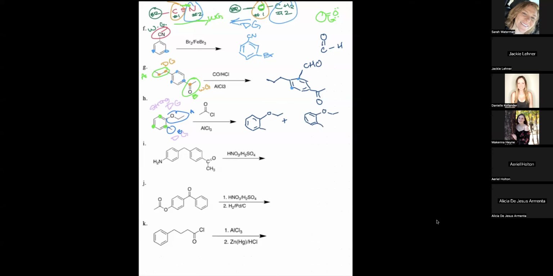What are we adding? Obviously, we're not going to add it to this position because it's already taken, so I'm going to get rid of that. So we're adding something to this position here, and we're adding something to this position here. What are we adding?